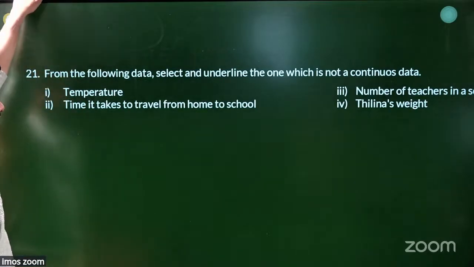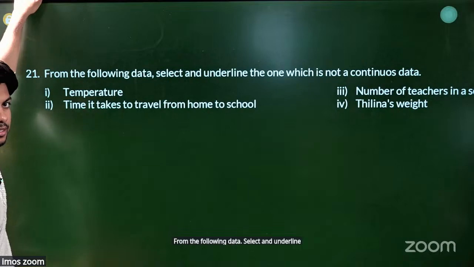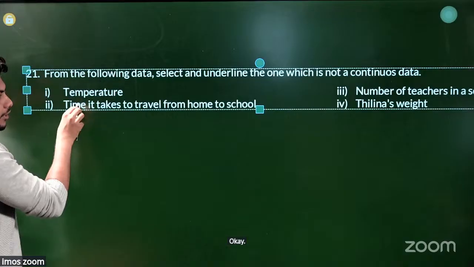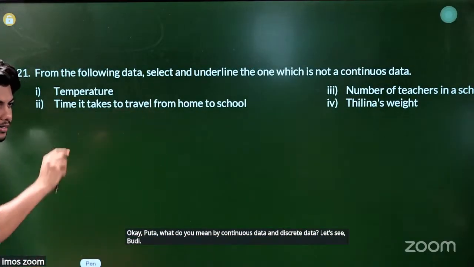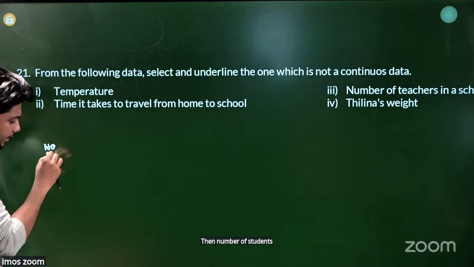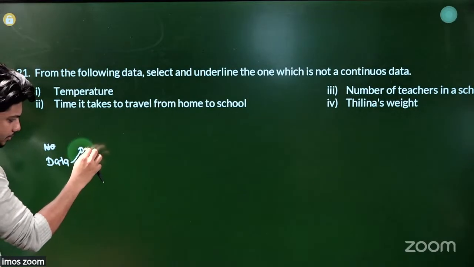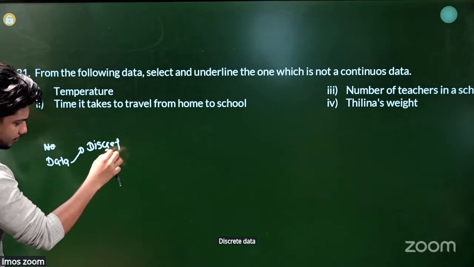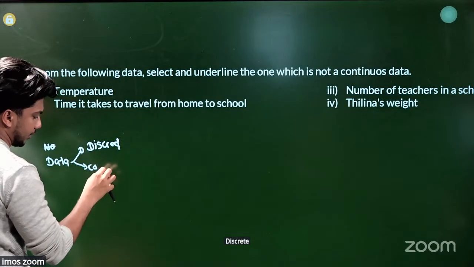From the following data, select and underline the one which is not continuous data. Okay, what do you mean by continuous data and discrete data? Let's see. Then number of students. Mainly, data are discrete data and continuous data.